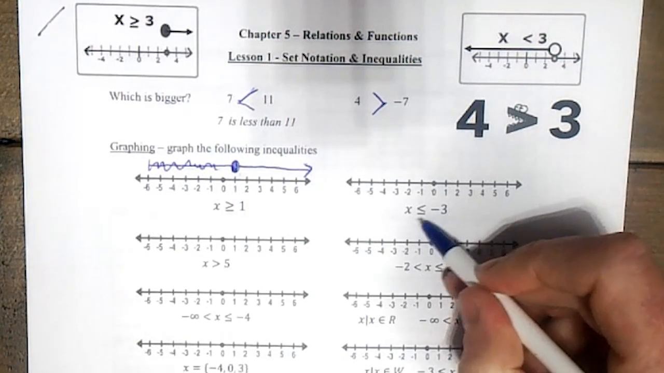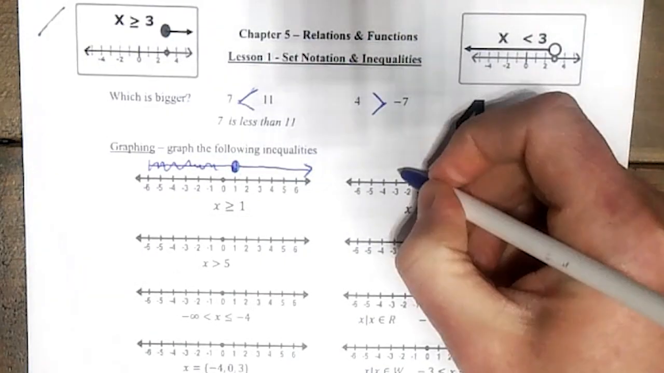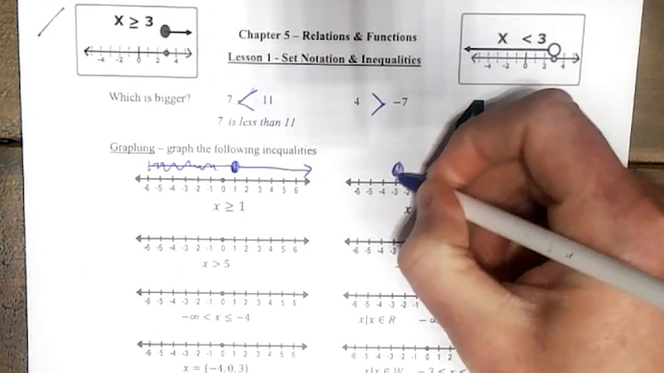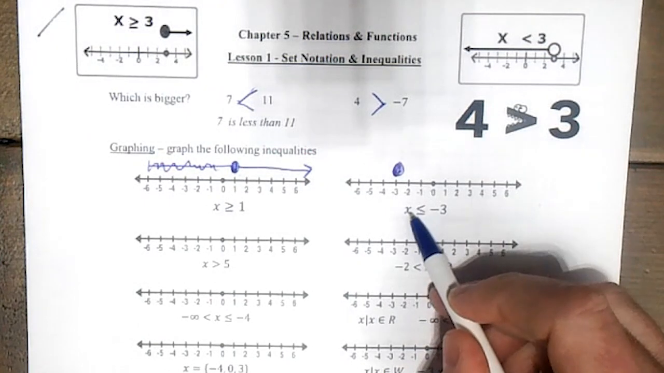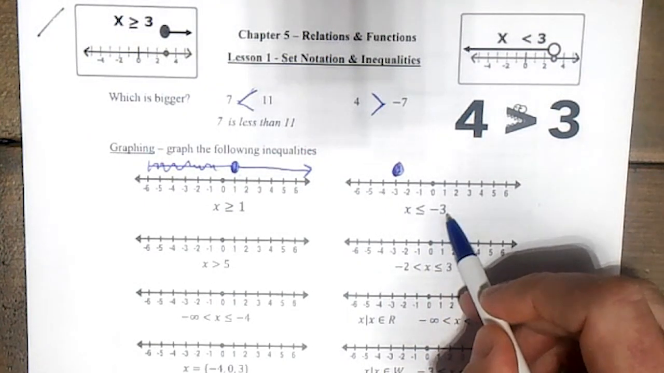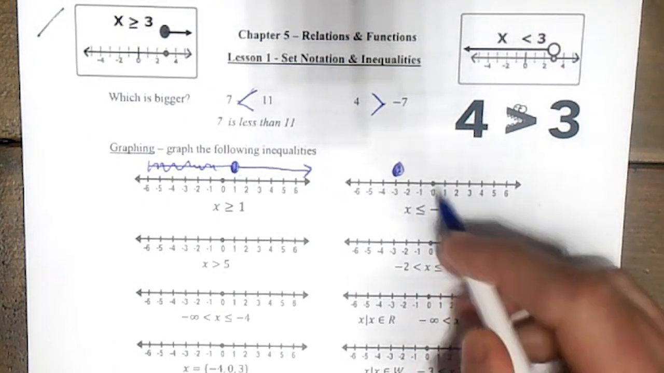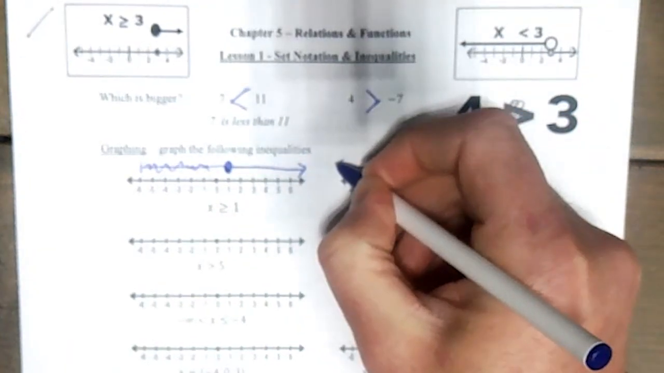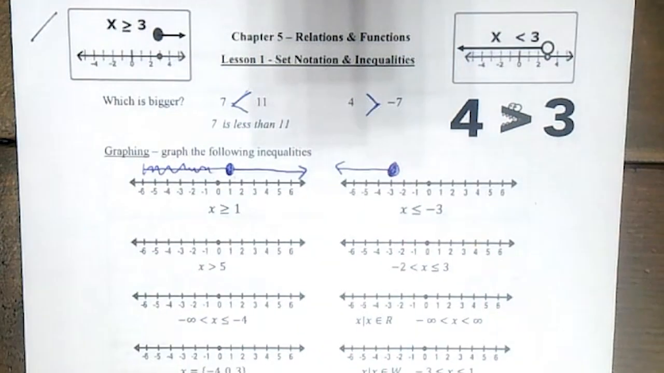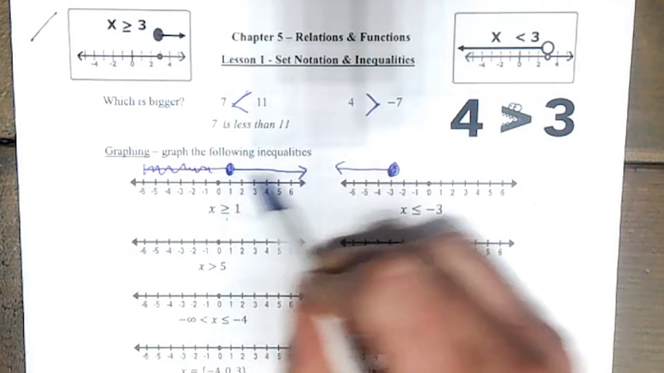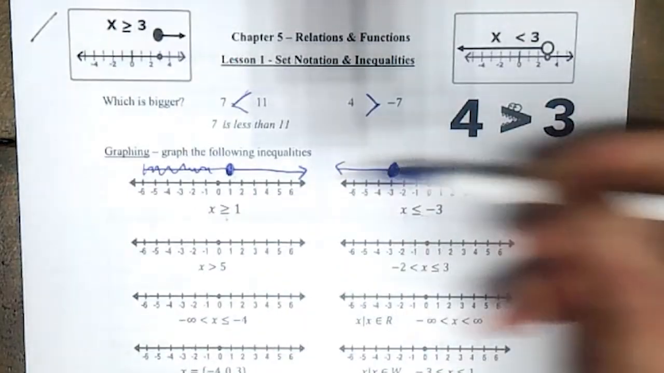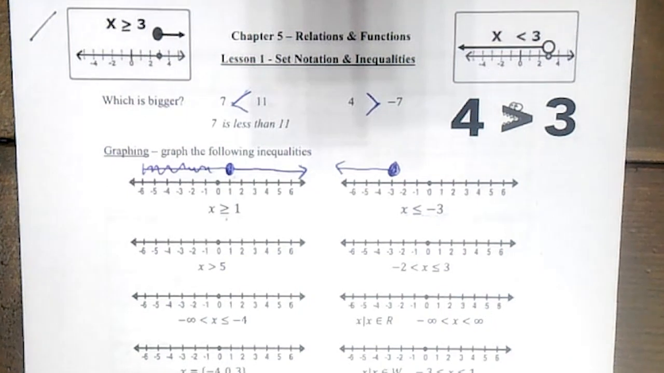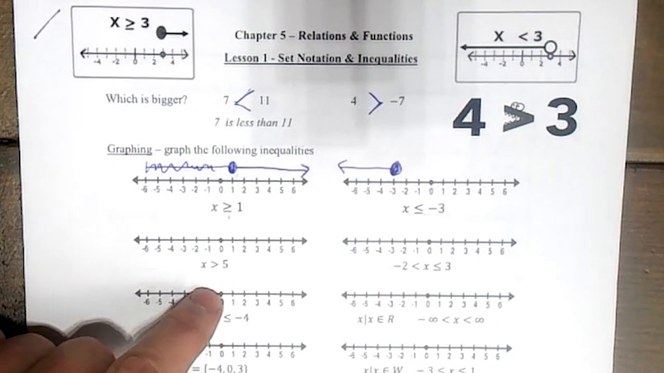So for this one, the boundary is -3. So I'm going to put my dot there. And x is smaller than -3 or equal to. So smaller than is this direction to the left. I'm going to draw my arrow this way. So this one was greater than, so it went to the right, bigger numbers. This one is smaller than, so it has to go to the left. This one has one difference.